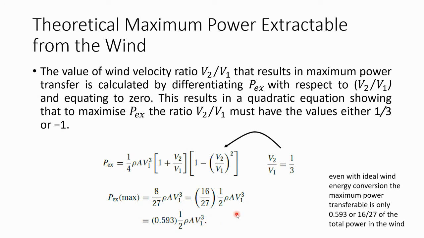And notice that the half rho AV cube over here is the theoretical wind power that can be given to us if we consider a particular amount of wind, which is the wind that gives us the V1, the incoming wind, right? So the theoretical maximum power that the incoming wind can give us is this. This is the theoretical power that the incoming wind to the wind turbine that we can extract.